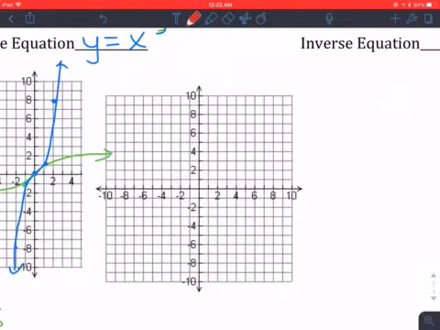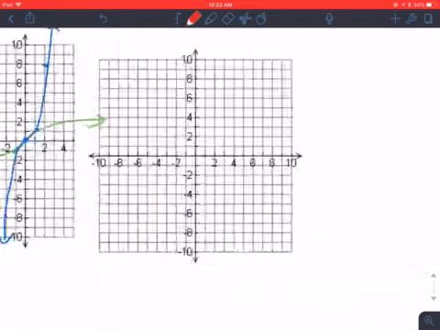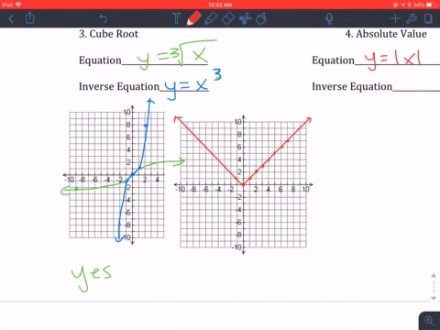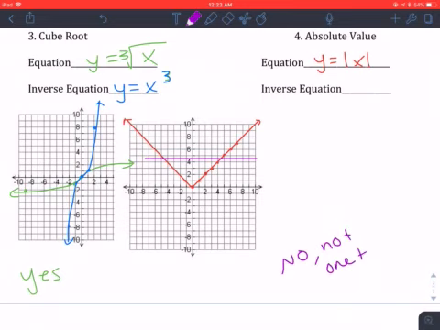Alright, our absolute value parent function, y equals the absolute value of x. And I can graph that. Remember, it starts at (0, 0). We have a V shape for absolute value. Now, algebraically, we can't figure out the inverse equation. But I can do my horizontal line test, and I see the answer is no, it's not one-to-one, which means the inverse is not a function.